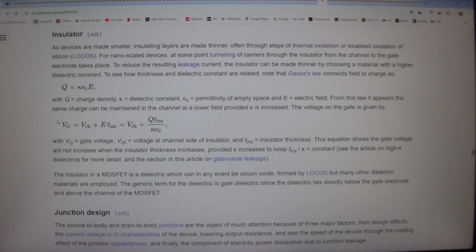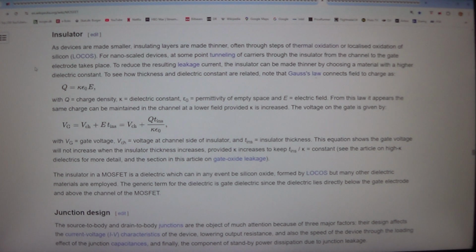Insulator, edit. As devices are made smaller, insulating layers are made thinner, often through steps of thermal oxidation or localized oxidation of silicon, LOCOS. For nanoscale devices, at some point tunneling of carriers through the insulator from the channel to the gate electrode takes place. To reduce the resulting leakage current, the insulator can be made thinner by choosing a material with a higher dielectric constant.